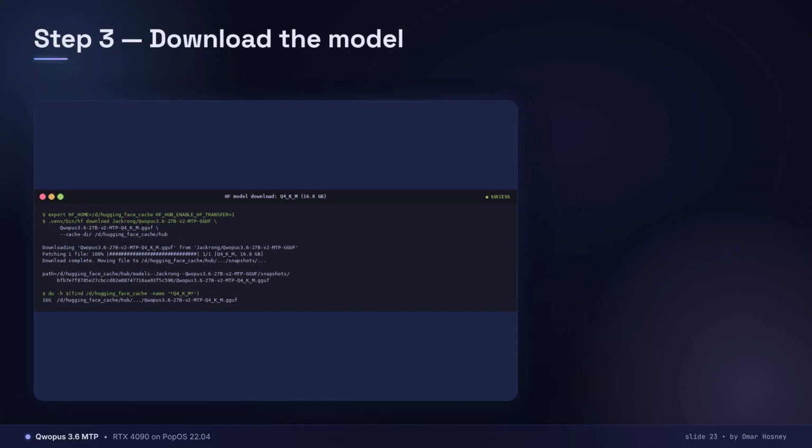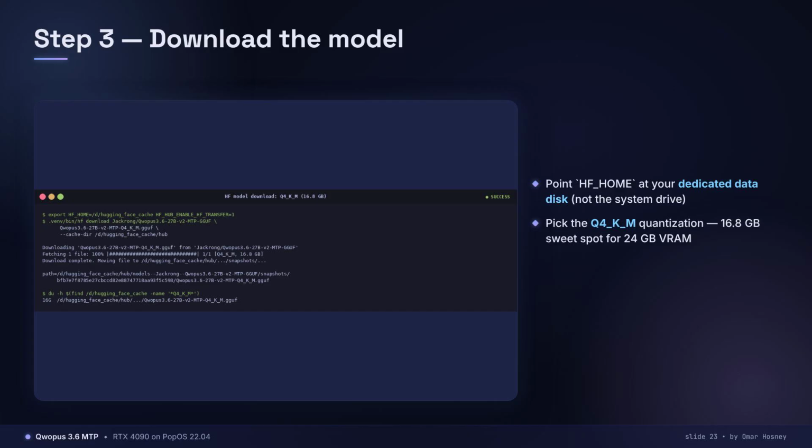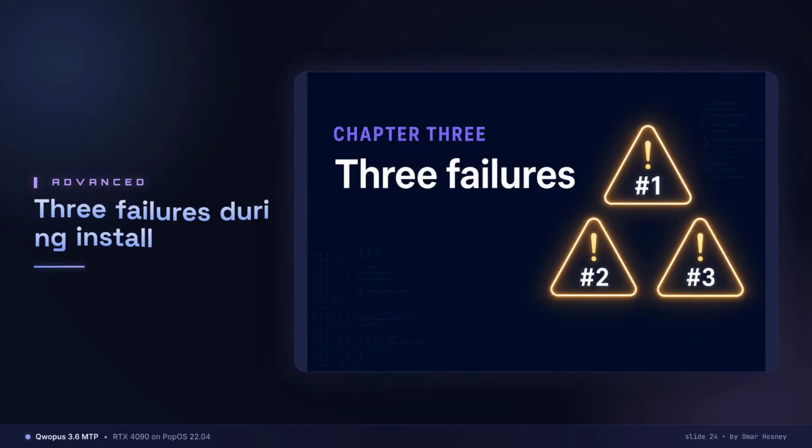Step 3. The weights. We set the environment variable HF_HOME to point at our big data volume. Don't put model files on your system drive. Then we use the hf download command, picking the Q4_K_M quantization. That's a 4-bit version weighing 16.8 gigabytes, which is the sweet spot for a 24 gigabyte GPU. Hugging Face Xet does the heavy lifting under the hood, with parallel chunks and resume on disconnect, so the entire download takes about 3 minutes on a reasonable connection. No real installation is ever this smooth.